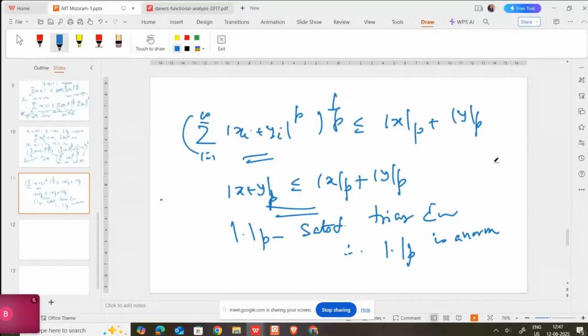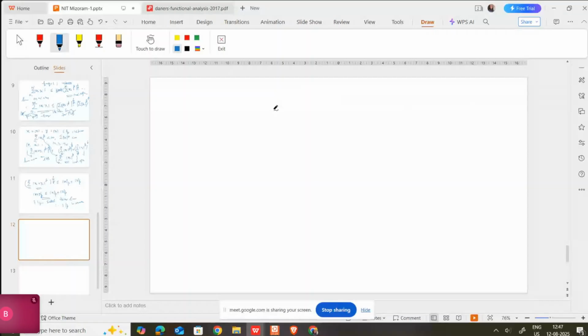Somebody told me to use the board, so I'm using the board here. So this shows that the LP spaces satisfy the triangular inequality. All right. What is the other property you have? So if x is in LP, then alpha times x is also in LP. That's an obvious thing.